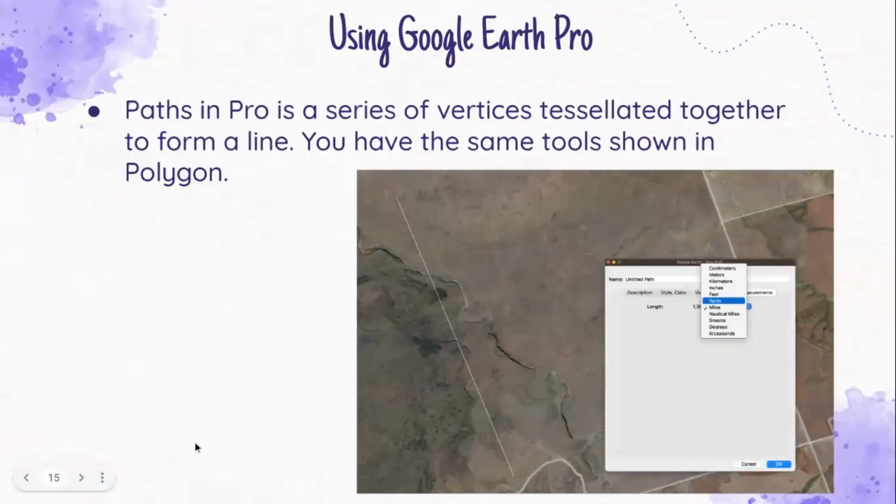Paths in Pro is a series of vertices tessellated together to form a line. You have the same tools shown in Polygon. So it has the exact same tools, including the measurements one. So as you can see here, you can change it from yards to miles to kilometers. And then this is what it looks like. So once you choose a starting point and an end point, it will show you the distance between them. And then you'll just set it, and that's all.